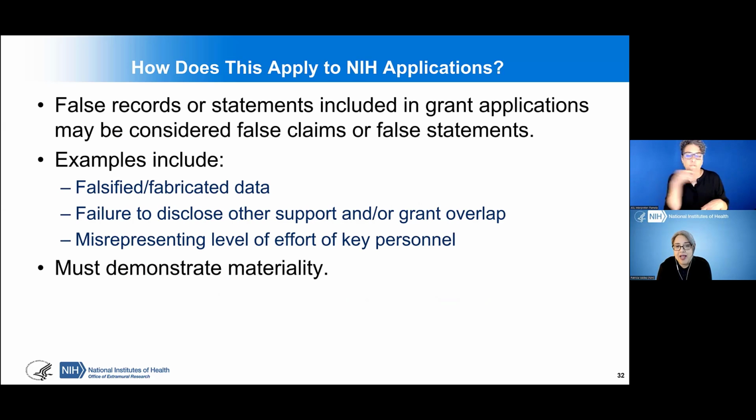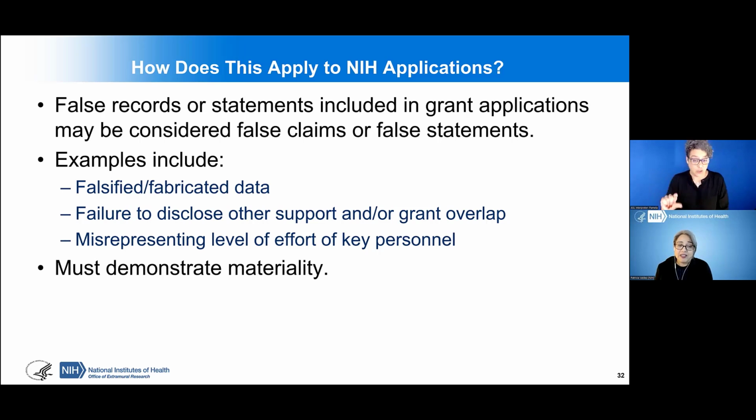So how does this apply to NIH applications? False records or statements included in the grant applications could be considered false claims or false statements. Some examples might include falsified or fabricated data. There could be a research misconduct finding regarding this data, but at the same time, that falsified or fabricated data could be a false claim. And so OIG may get involved in that case.